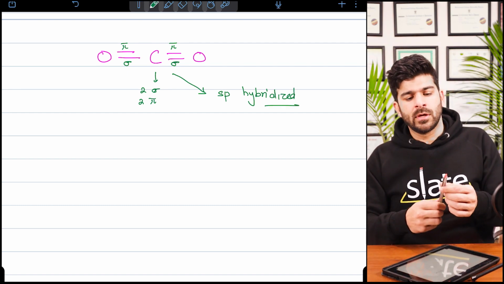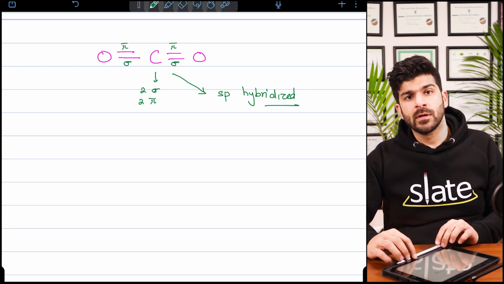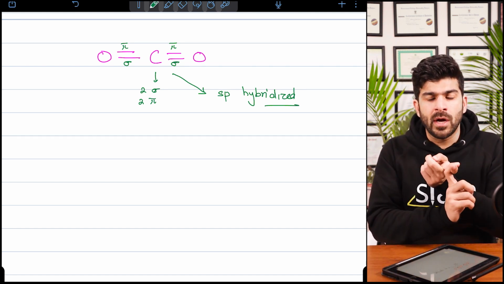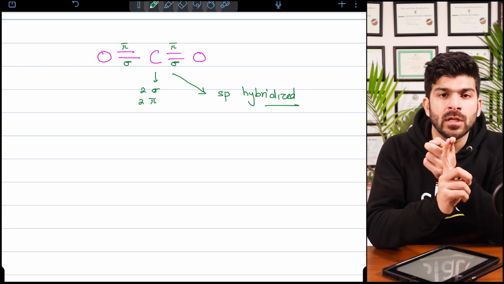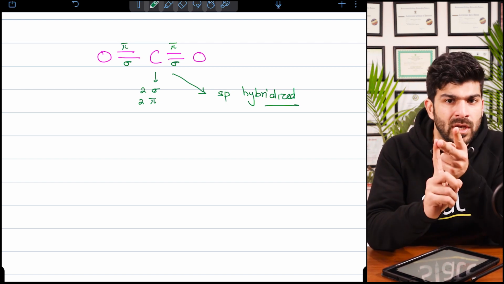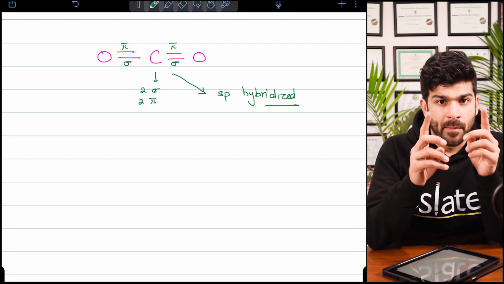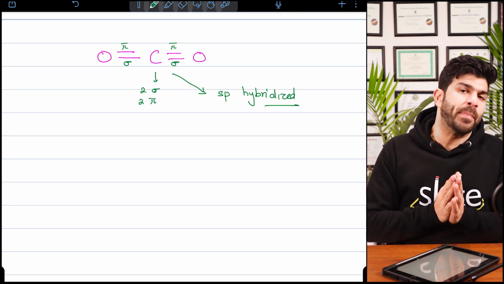And students, that is all for today. Remember, sp3 is for single bonds, sp2 is for double, sp is for triple. But we also count the number of sigmas and pi's.